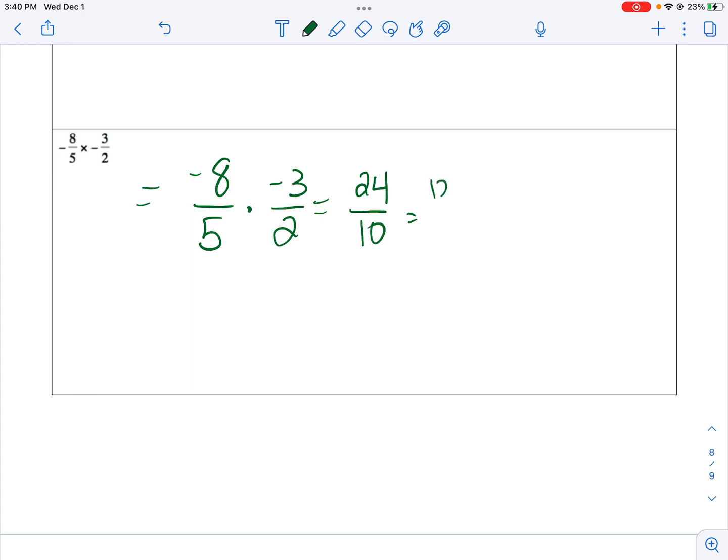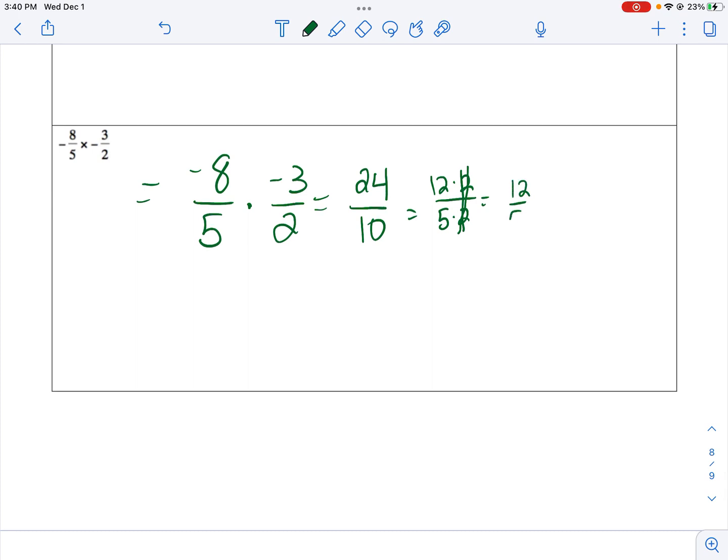I know 24 can be reduced into 12 times 2. 10 can be reduced to 5 times 2. Since 2 is on top and on bottom, I cancel those out. As always, my fraction is reduced to 12/5, and I leave it improper.